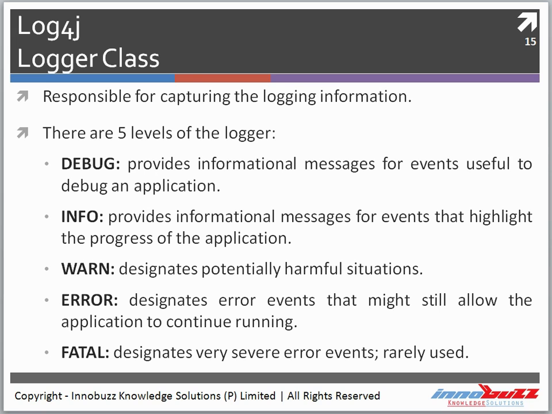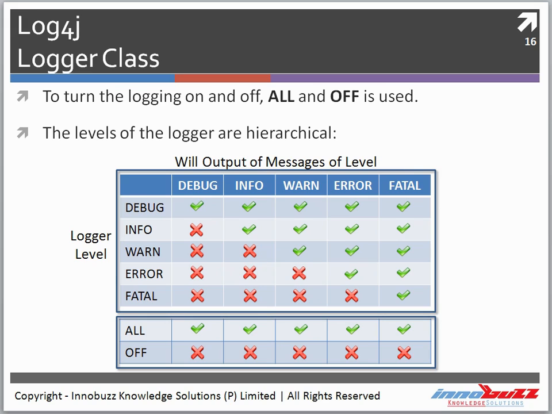These levels can be turned all off or all on. This can be done using the all or off levels. Take a look at the table. The logging levels are hierarchical, which means that setting a logging level affects other levels as well. The most verbose is the debug level. This means that using a debug level, all messages will be shown, using any of the methods involved.